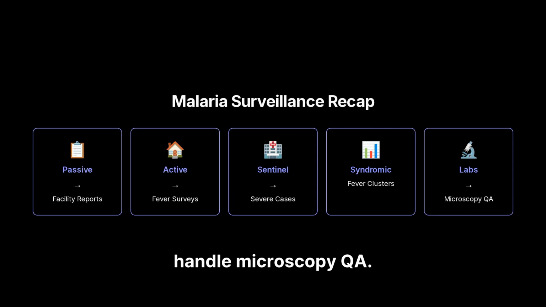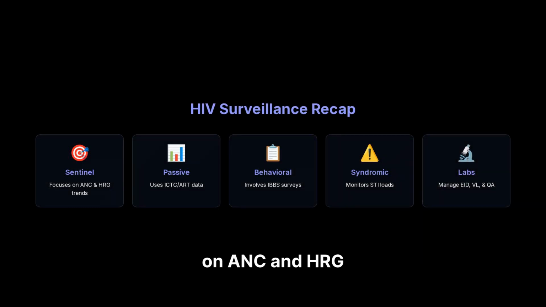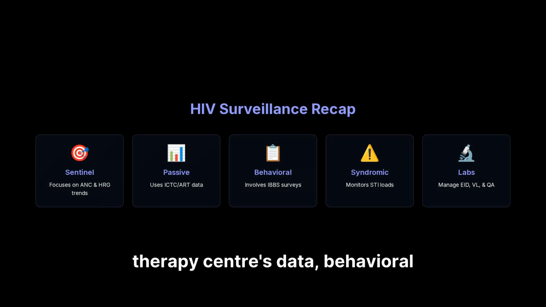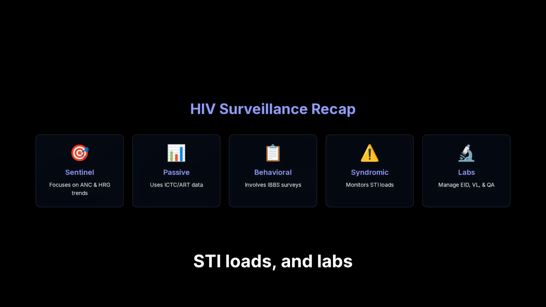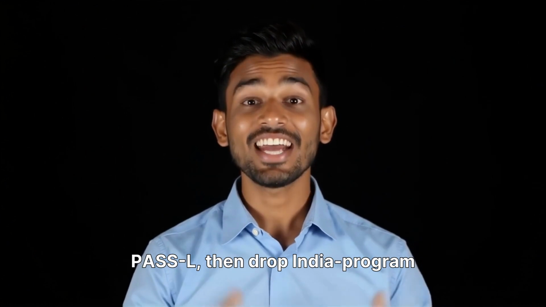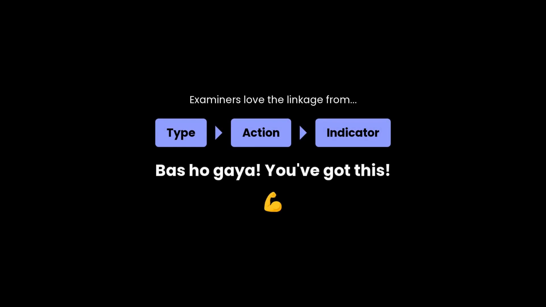handle microscopy QA. For HIV, Sentinel focuses on ANC and HRG trends, passive uses ICTC and antiretroviral therapy centers data, behavioral involves IBBS, Syndromic monitors STI loads, and labs manage EID, VL, and QA. If a 6-marker question pops up, open with PASSEL, then drop India program examples. Examiners love the linkage from type to action to indicator.